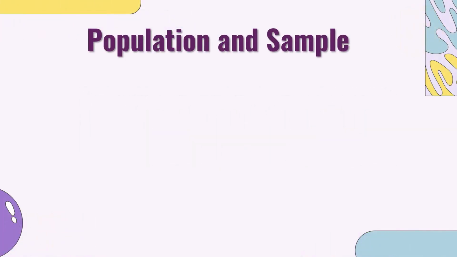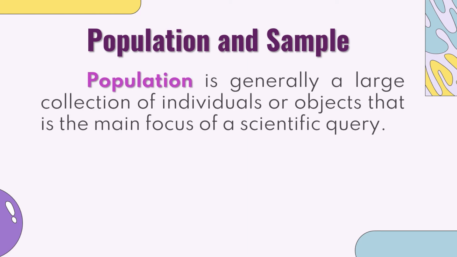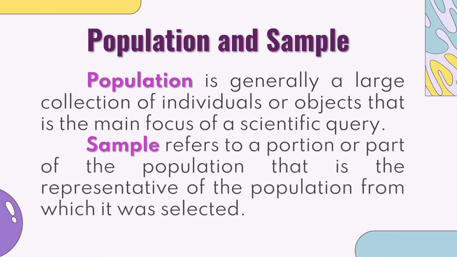But first, let's define the terms population and sample. When we say population, it is generally a large collection of individuals or objects that is the main focus of scientific query. For example, the senior high school students in a school. But when we say sample, it refers to a portion or part of the population that is the representative of the population from which it was selected. It can be the senior high school students from the HUMSS strand.